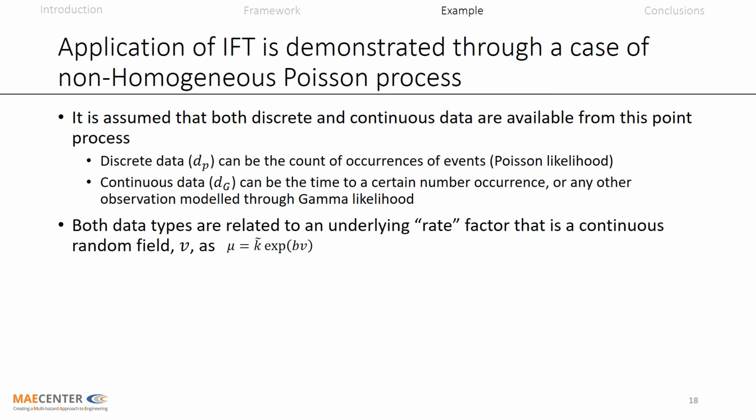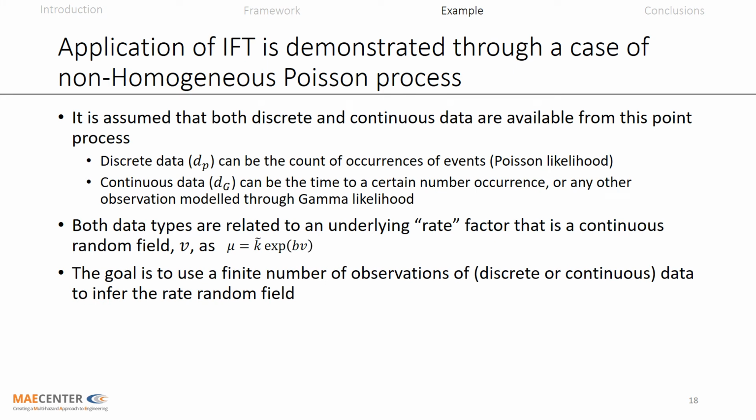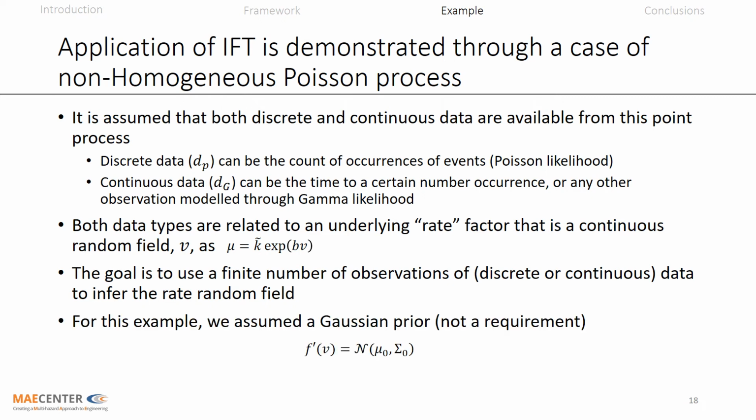The relationship between rate factor mu and the random field V is given using this equation. The goal here is to use a finite number of observations of either discrete or continuous data to infer the rate random field. For this example, we have assumed a Gaussian prior for the random field. However, this assumption is not a requirement. One can start with a non-Gaussian random field prior as well.